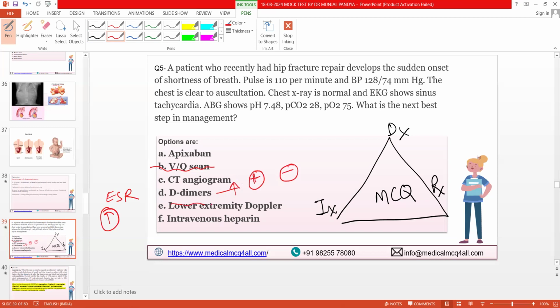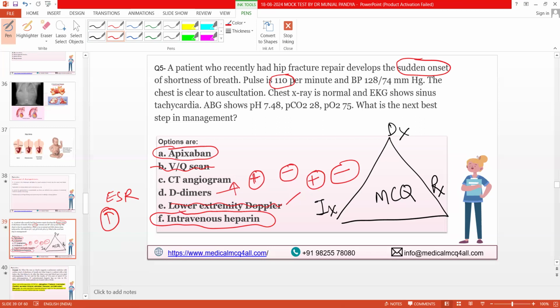Lower limb extremities, whether you do it, whether deep vein thrombosis in a calf or in the popliteal region is present or absent. The patient is acutely symptomatic, sudden onset, tachycardia, something wrong. Is that clear? So now you are stuck with these two things. This is how you have to exclude: either apixaban, right, or intravenous heparin. Now you choose between these two. This is the answer. Out of these two, one answer.